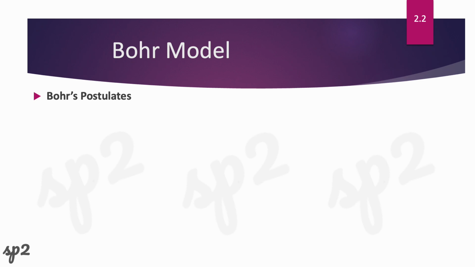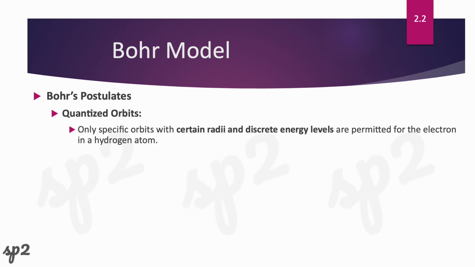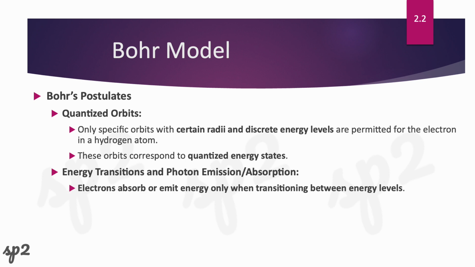Okay, so let's go a little deeper into the postulates, or the assumptions, of this model. The first one is the one we briefly mentioned, the quantized energy or quantized orbits. It says that only specific orbits with certain radii, or discrete energy levels, are allowed for the electrons in the hydrogen atom. These orbits correspond to the quantized energy states.